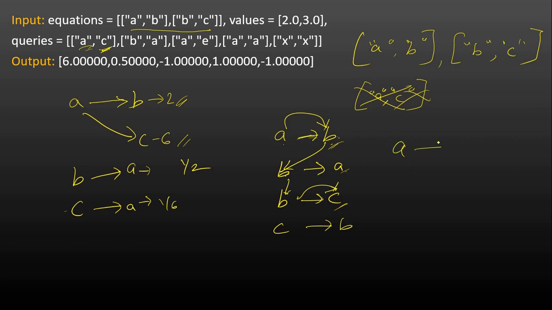So if this is a graph, for each we do a product of that. So if we need to find A to C, it will be a product of whatever is the weight of this particular path into the weight of this. Okay. So there are only two steps here to solve this problem. First is we have to build the graph, and the second is do the DFS.